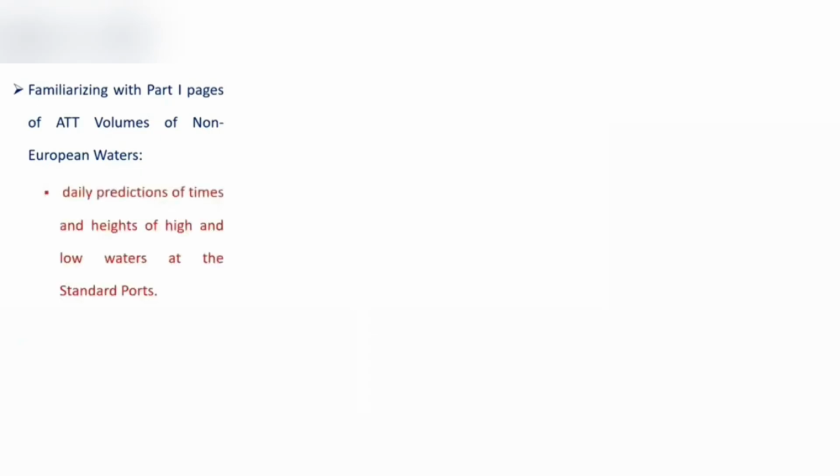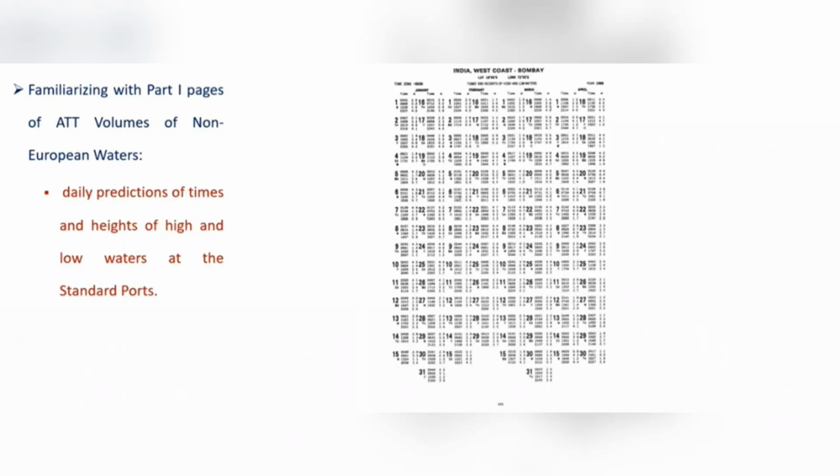We shall now familiarize ourselves with the pages contained in part 1 of the Admiralty Tide Tables, the volumes that cover the non-European waters. Now this page in part 1 contains daily predictions of times and heights of high and low waters at the standard ports. And the page looks somewhat like this. We have the page of Bombay on display. This page is more or less very similar to the page we had in ATT Volume 1 as well.